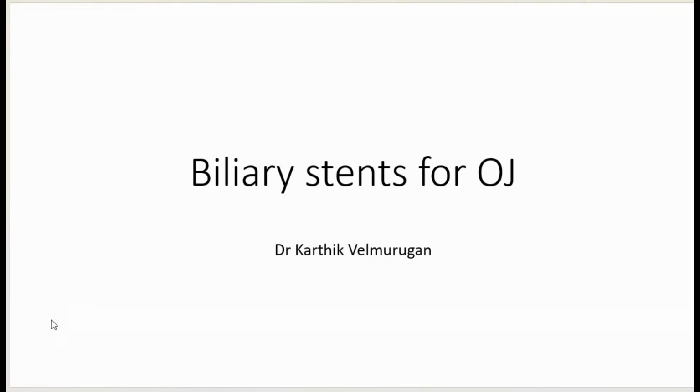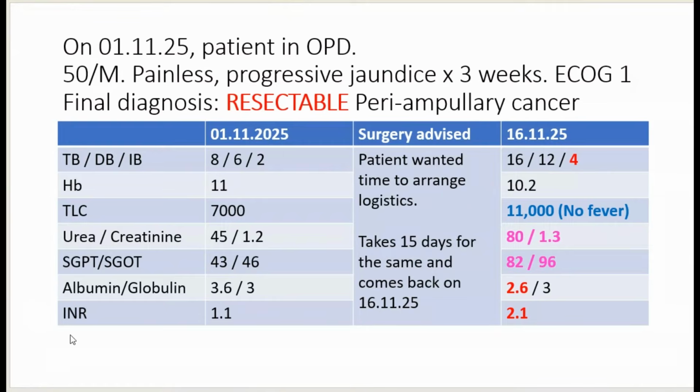Basics of biliary stents for obstructive jaundice. On the 1st of November, a patient seen in OPD for obstructive jaundice is diagnosed with a resectable periampullary mass. He has an obstructive jaundice history of 3 weeks duration.